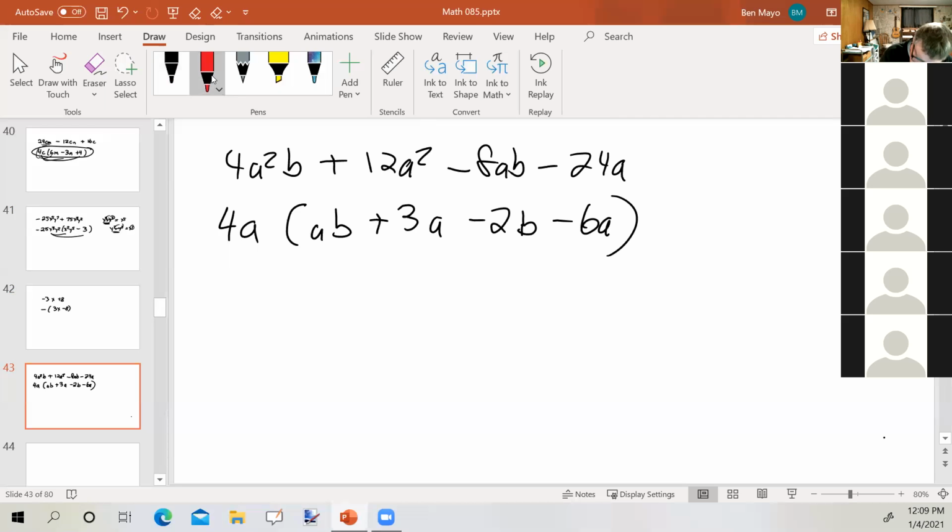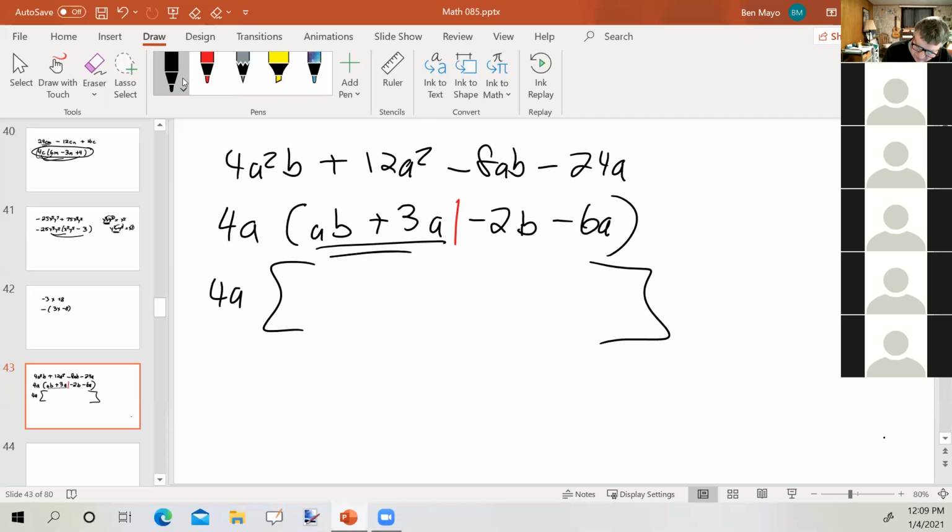Okay, now I'm going to take what's inside and use factoring by grouping. So I'm going to switch over to brackets. ab plus 3a, what's the greatest common factor? a. Leftovers, b plus 3. Over here are my leftovers, b plus 3. Well, let's see if, oh, isn't the 6a just supposed to be a 6? The negative 6a right here. Yeah, it is. That's where I messed up.